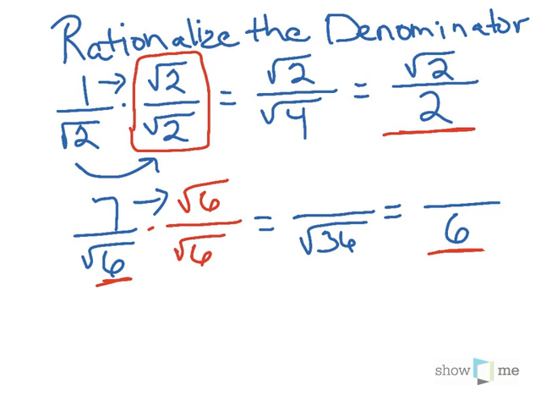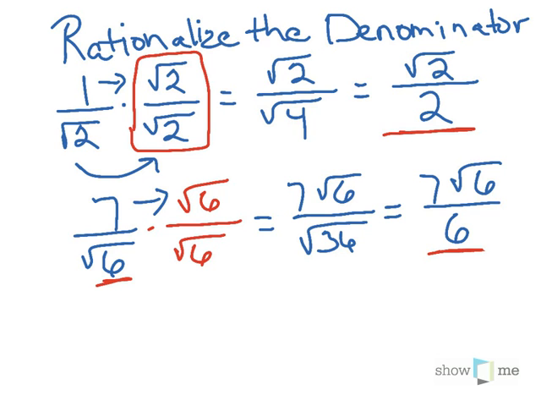So we have 7 times the square root of 6. If you remember how to multiply radicals, that 7 and that 6 do not multiply together because the 7 is on the outside and the 6 is on the inside. So it just becomes 7 times the square root of 6. And this is the simplified form.